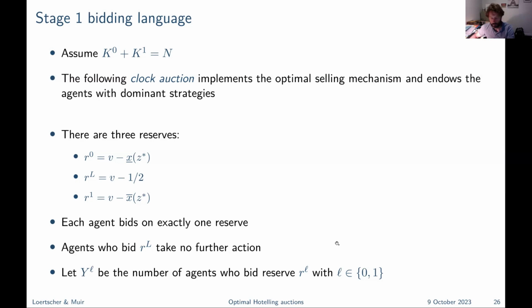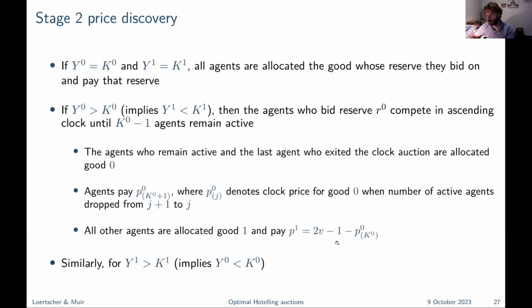And if you bid the reserve RL, you take no further action. And so now we have to distinguish between the things that happen, but this is where the coarse bidding is going to be useful. So if it so happens that Y naught is equal to K naught and Y1 is equal to K1, you're done. Now everybody trades at the reserve and everything is finished.